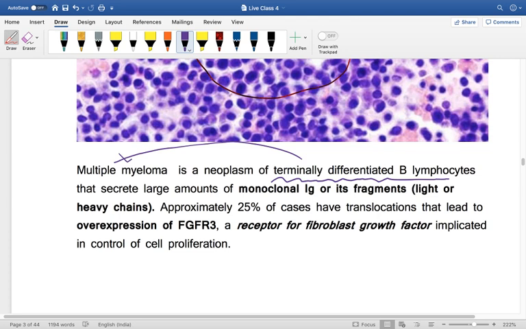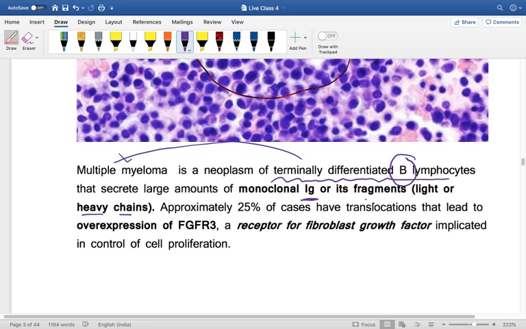Right? Now, this is very important, doctor. Tomorrow in NEET PG, one of the important issues for the examiner is the cell of origin of each type of leukemia and lymphoma. Remember it well. Right? Now, doctor, what does it secrete? Monoclonal Ig or a fragment, light chain or heavy chain?